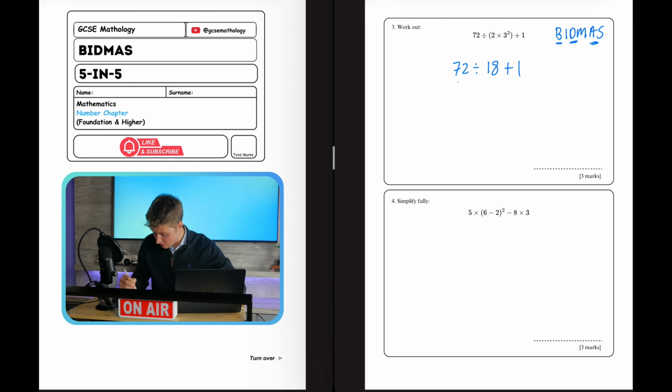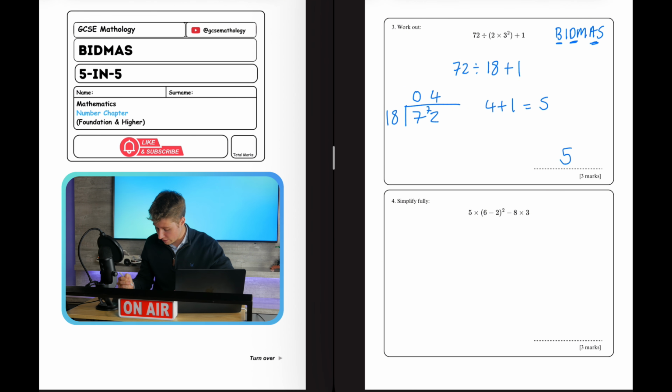So we're going to do 72 divided by 18 and then add 1. So if we do 72 divided by 18. So how many 18s go into 7? That is 0. Carry the 7. And then how many 18s go into 72? This is 4. So we're left with 4 plus 1, which is equal to 5. So the final answer is 5.